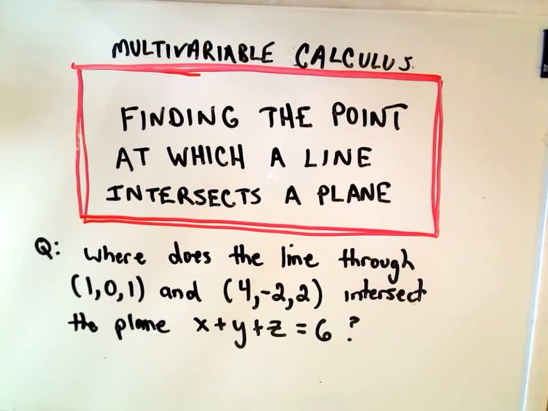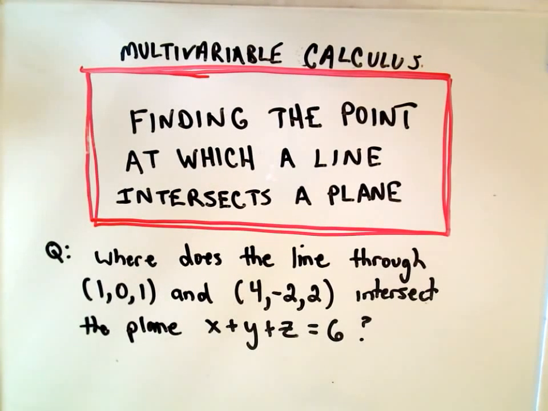Okay, in this video I'm going to talk about finding the point at which a line intersects a plane. And the question I'm going to do here is we're going to look at the line that goes through the points (1, 0, 1) and (4, -2, 2). And we want to know where that line intersects the plane x + y + z = 6.